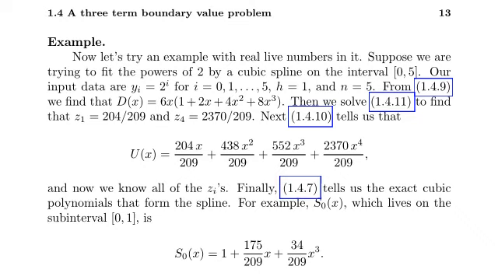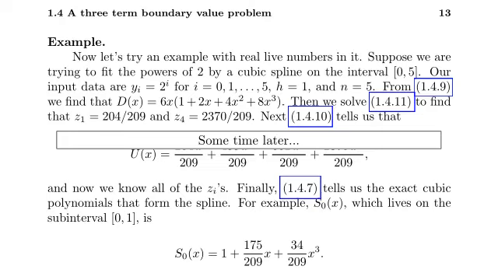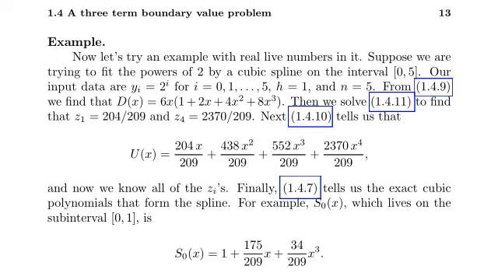And that's what they've got written down. Then we solve 1.4.11 to find that z1 equals 204 over 209 and z4 equals 2370 over 209. So I was playing around trying to find the values of z1, z2, z3, z4 just as they did in the book, and I found a few tricks along the way to enable one to calculate these things a little more easily.